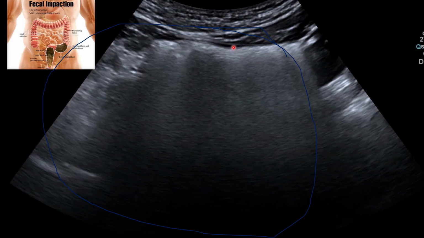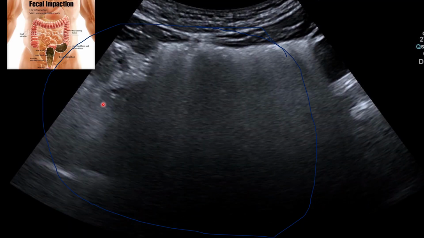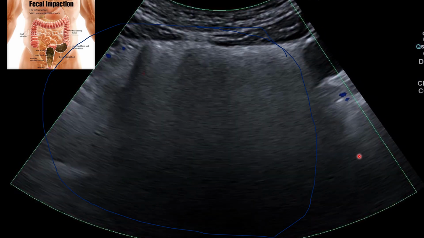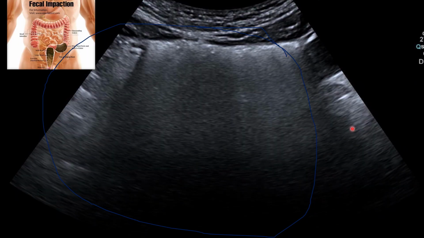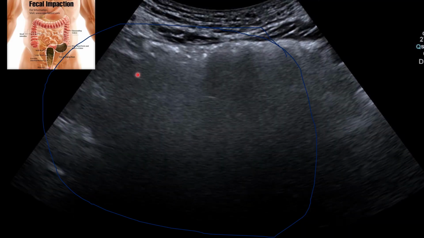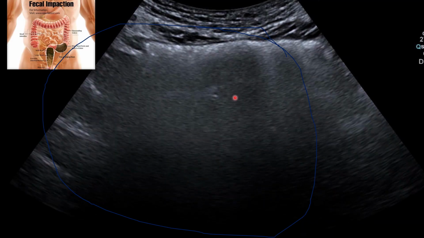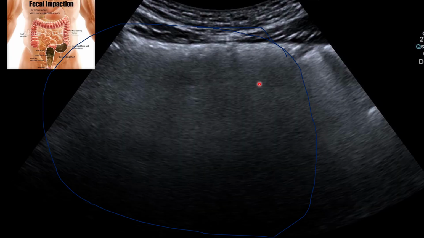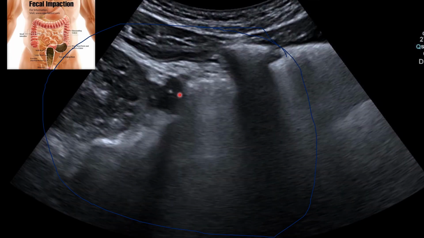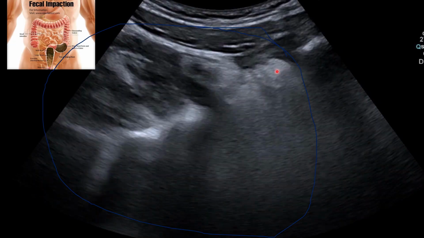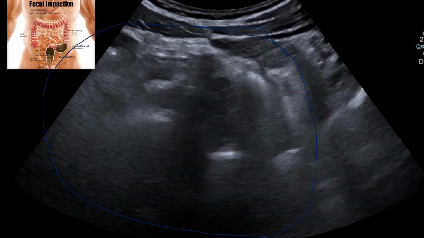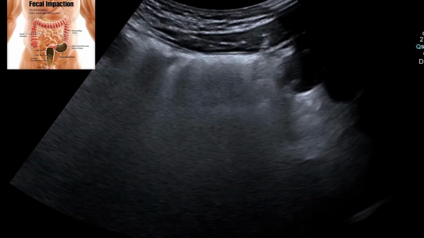So this is a negative Tanga sign. You only see free fluid, mostly between the small bowels, when you are dealing with a case of bowel obstruction. Look here, you can see the rectum there, and you can see there's also fecal load in the rectum with gas. So that's the rectum there.